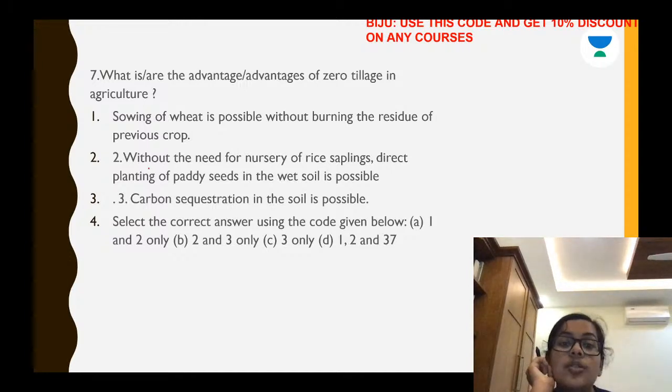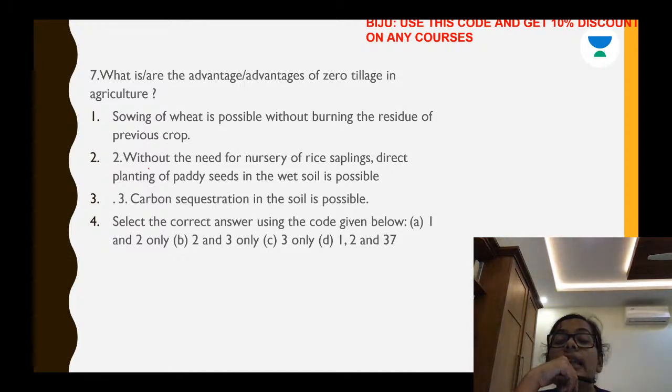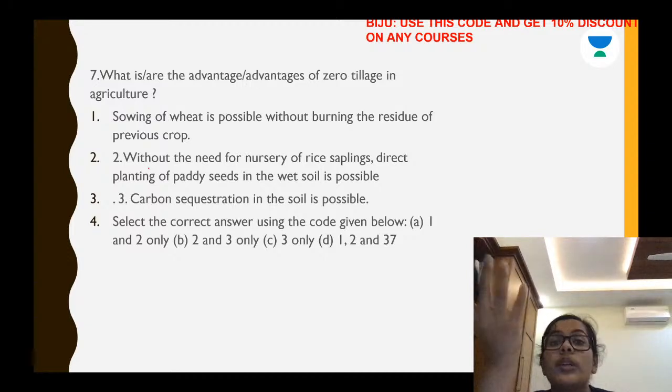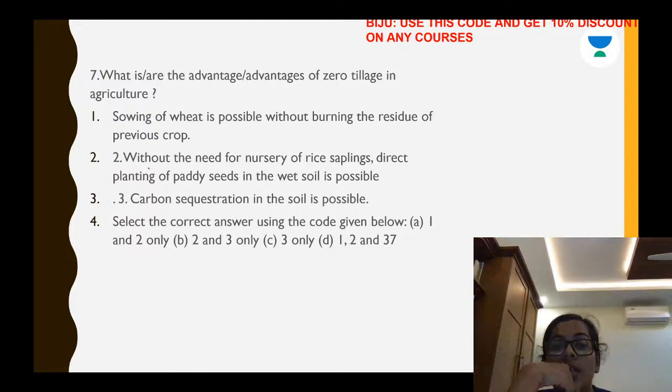What is or are the advantages or disadvantages of zero tillage? What is zero tillage? I told you I have included agriculture also with environment and ecology. That's why we are discussing it.